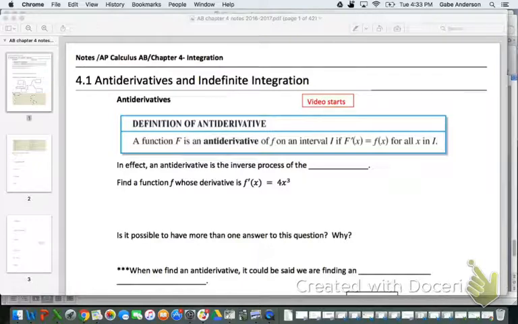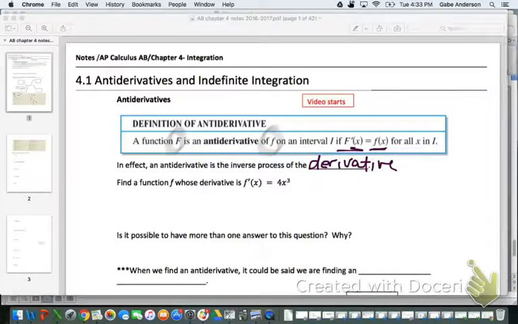The definition here: function F is an antiderivative of f. I want to look at these two notations here. Notice this is capital F, of course this is little f. So often the capital F is used to refer to the antiderivative of lowercase f. This is true if capital F prime is equal to little f. In other words, the derivative of the antiderivative gives us our original function. So in effect, an antiderivative is the inverse process of the derivative. Probably makes sense based on the term antiderivative.